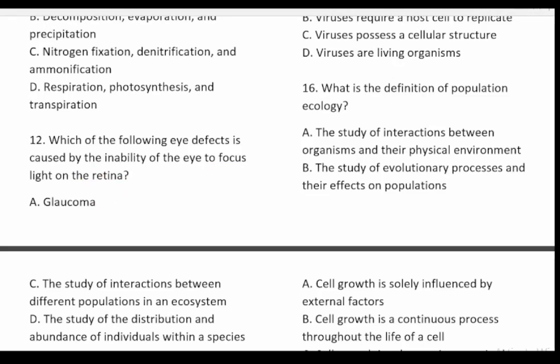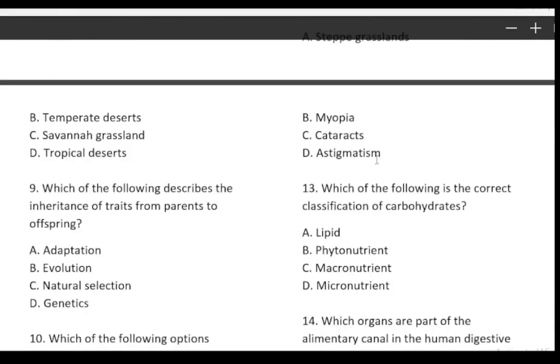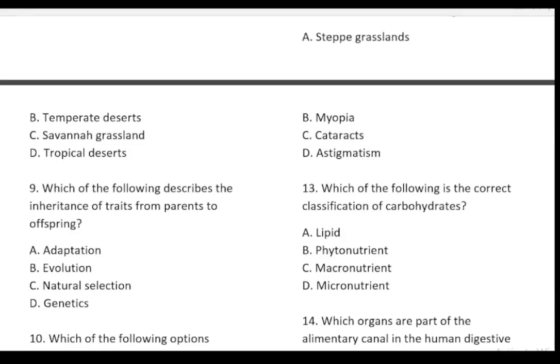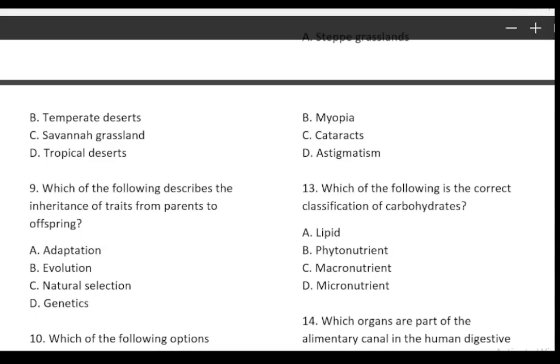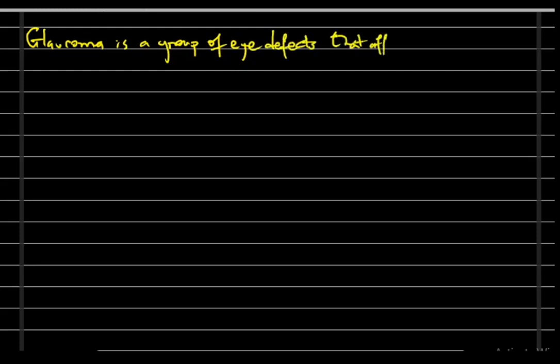Is it glaucoma, or myopia, or cataract, or astigmatism? The actual answer to that question is myopia. All the other ones, the glaucoma, the cataract, astigmatism, are also eye defects. For example, glaucoma is a group of eye defects that affects the optic nerves at the back of the eye. That is basically what glaucoma is.